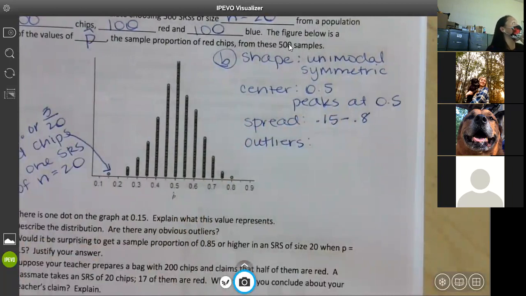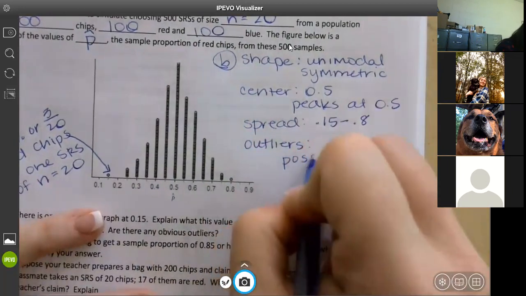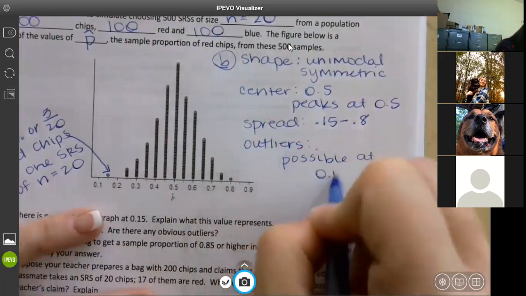Will it come off if you don't define it? Depends on what it is. If it gives it to you, like in the little boxes that we get that have all the data and it tells you specifically this is the center and this is the median, yes, it will count off. But on this, you can't tell what is what because you don't know all the facts. Okay. What are your outliers? Are we going to say specifically 0.15? Yeah, or we can just say a possible outlier at 0.15.